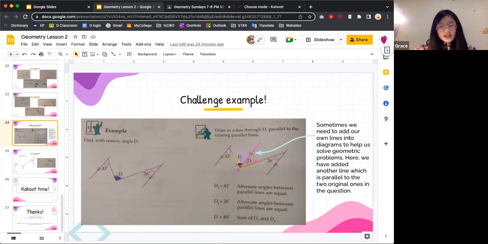And what they've done here is they've labeled each half of the angle. So they've labeled this D1 and this D2. You can do that as well to make your working a bit clearer as to which angle you're figuring out.